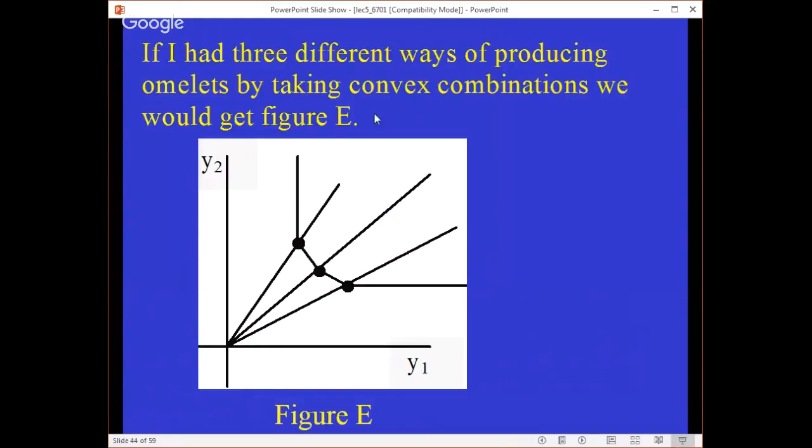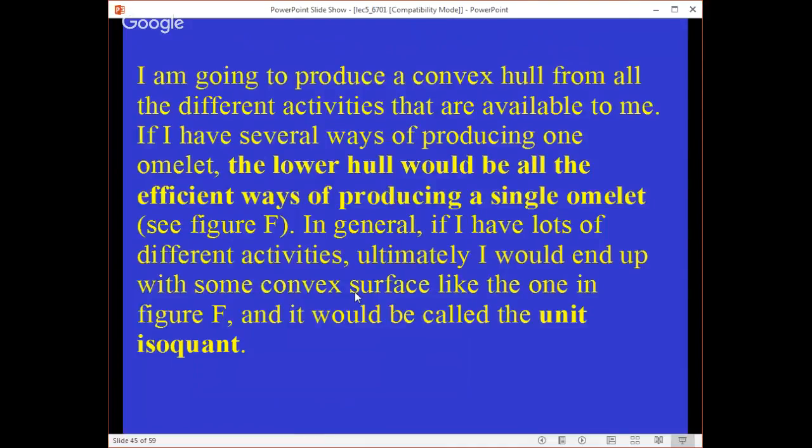If I had 3 different ways of producing the omelet, by taking a convex combination, I get the following. And notice it's starting to look a lot like what we had in indifference curves. But we're not going to call this an indifference curve because it's production. So I'm going to produce a convex hull from all the different activities that are available to me to produce that one omelet. I have several ways of producing the omelet. The lower hull is going to be the most efficient ways that I can produce that single omelet. So in general, if I have lots of different activities, ultimately I end up with a convex surface like the one in the next graph, figure F, and we'll call that a unit isoquant.